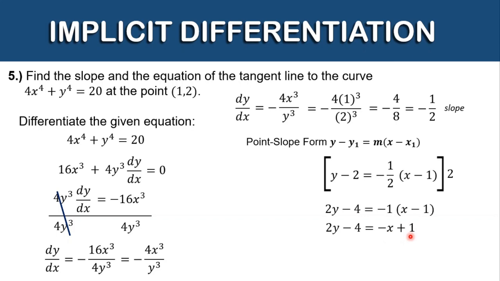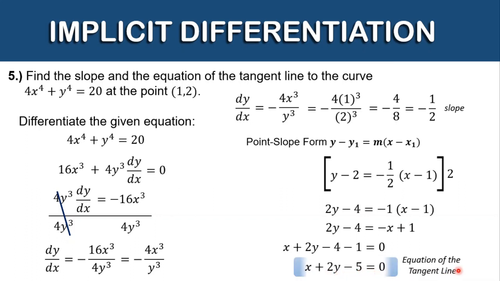And transform lang natin ito sa general form. We have, lipat natin yung negative x dun sa kaliwa, tsaka yung 1 dun sa kaliwa din. So, we have x, so naging positive, x plus 2y minus 4, then yung positive 1 natin sa kanan naging negative 1 sa kabila. Then simplify lang, we have x plus 2y minus 5 is equal to 0. And this is the equation of our tangent line.